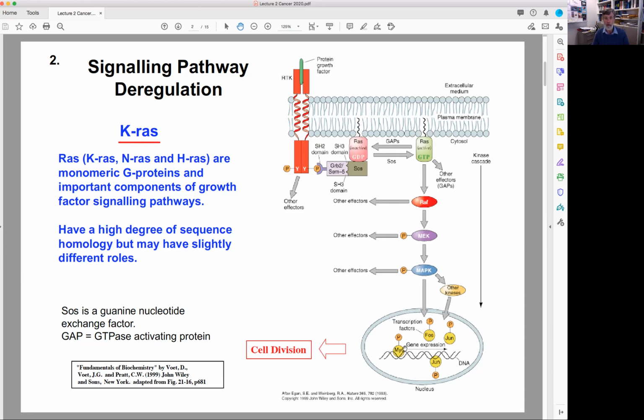So these transcription factors, there's three shown here. There's MYC, which we're going to be talking about later in the lecture. The phosphorylated form of MYC is active. You've got Fos and phosphorylated Jun, again, regulating the expression of genes that promote cell division. So we're going to talk a little bit more about RAS then, seeing it has this important role in the signaling of cell proliferation by cell division.